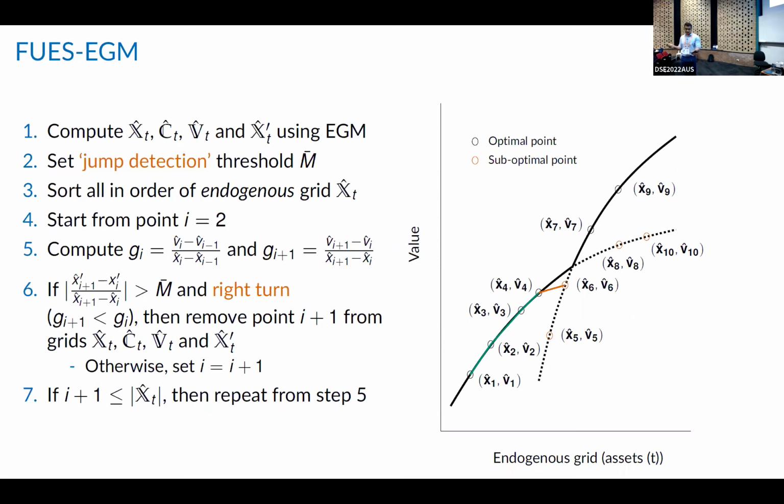You make a right turn, you're making a jump in the policy function, you kick out that point. You make a left turn and you make a jump in the policy function, it's okay, you keep. And then make a right turn, make a jump, kick out, and you keep doing this. And you can apply this to every dimension of your database and get the upper envelope.